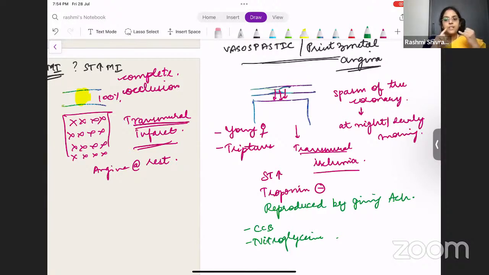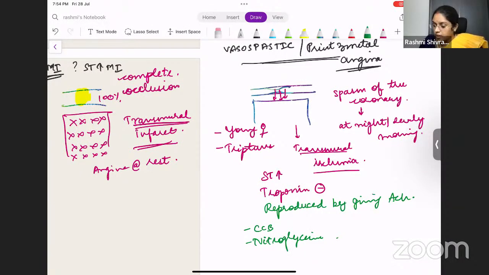So we have seen unstable angina, stable angina, NSTEMI, STEMI, and vasospastic angina. You have to remember this is very common in young females and also those who are using triptans. There are some more risk factors, but these two are the most important and most relevant in the context of your exams. So this is very, very important.